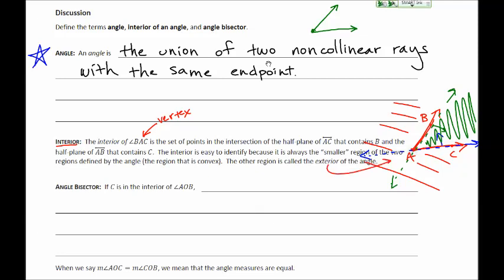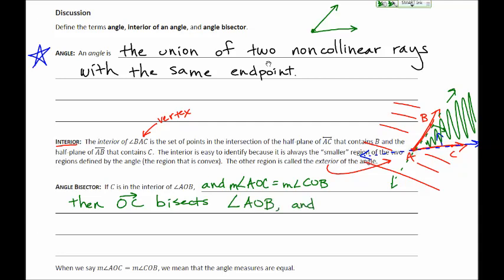Okay, moving on to angle bisector. If C is in the interior of angle AOB, and the measure of AOC is equal to the measure of COB, again, here's a picture.